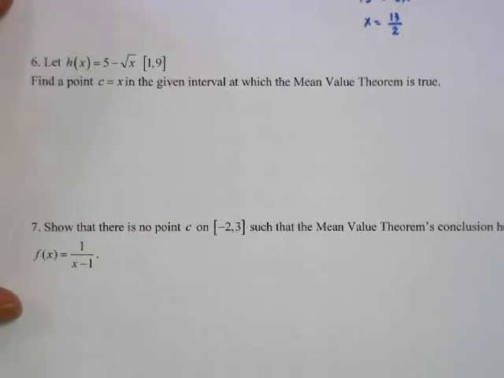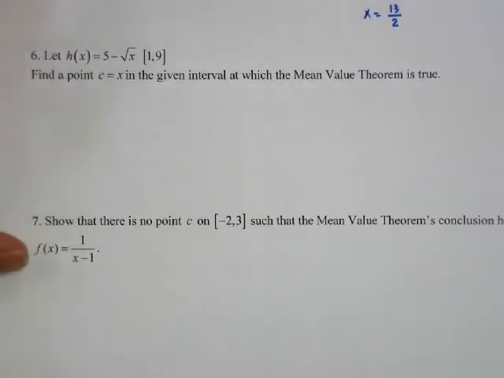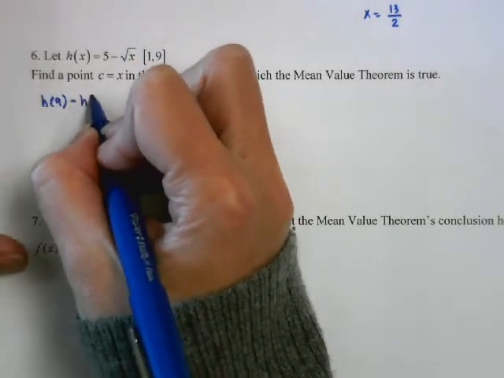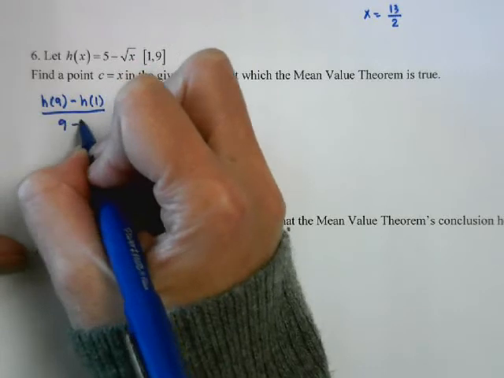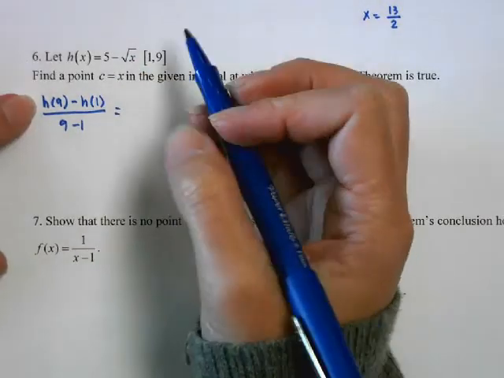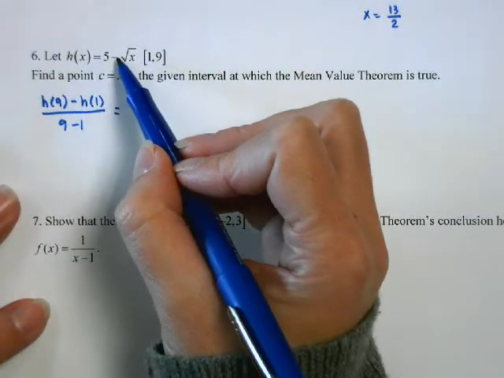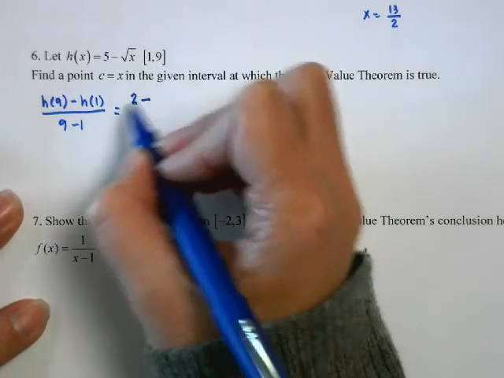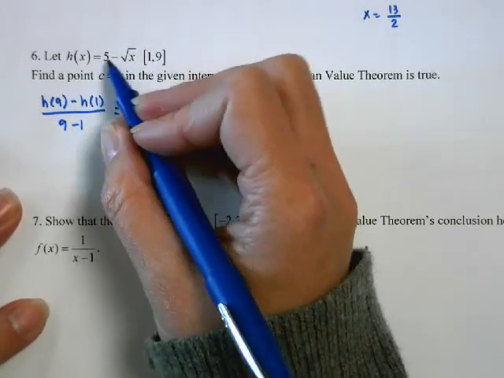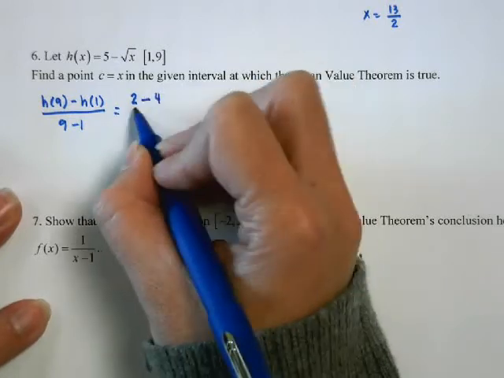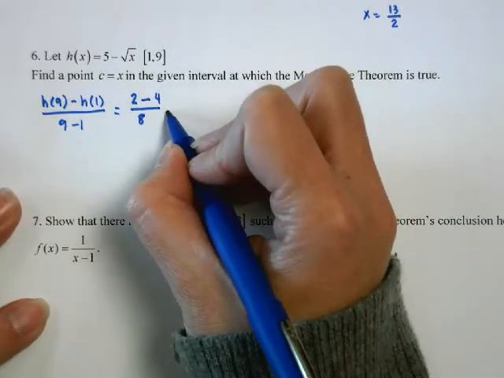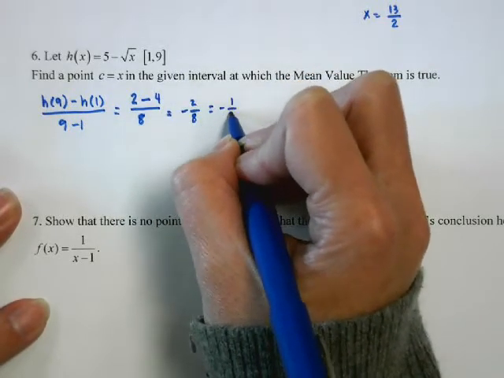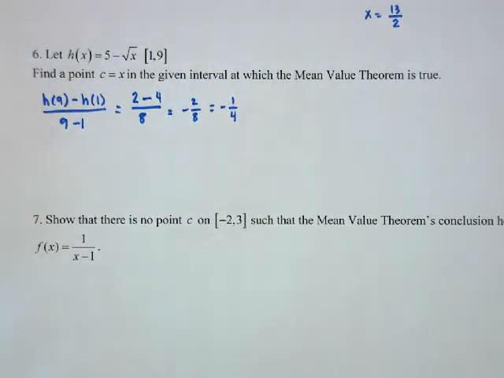For number 6, we're going to find the point c where the mean value theorem is true. So we're going to do h of 9 minus h of 1 over 9 minus 1. Evaluating, 5 minus the square root of 9 is 5 minus 3, which is 2. 5 minus the square root of 1 is 5 minus 1, which is 4. So we have negative 2 over 8, which is negative 1/4. That's the slope of the secant line.